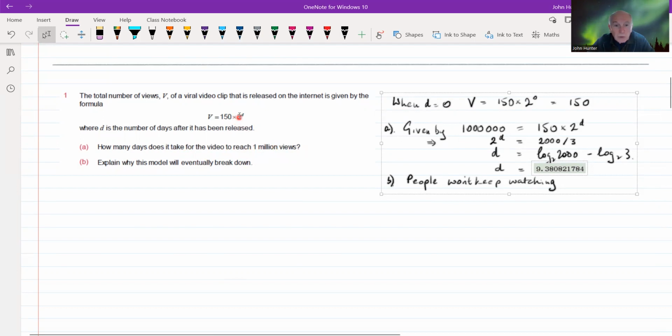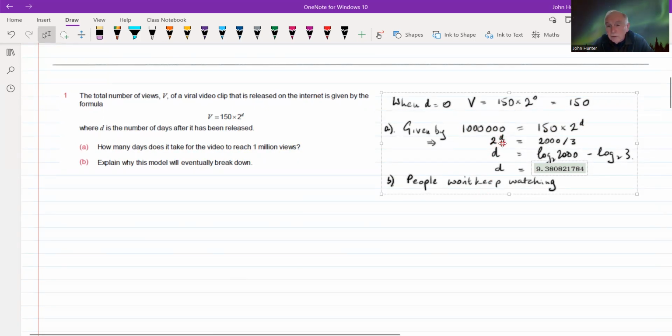It might also say, of course, that here we're not using Euler's number. We've got a value of 2 here, but nonetheless, it's still an exponential model. How many days does it take for the video to reach 1 million views? So we're basically solving this equation. The number of views is equal to 150 times 2 to the power of D.